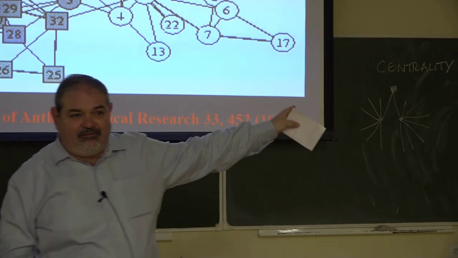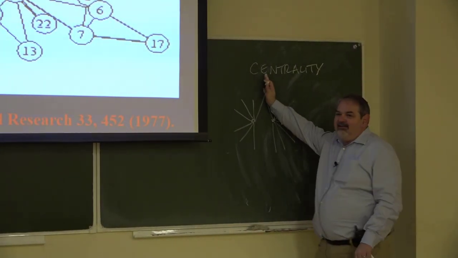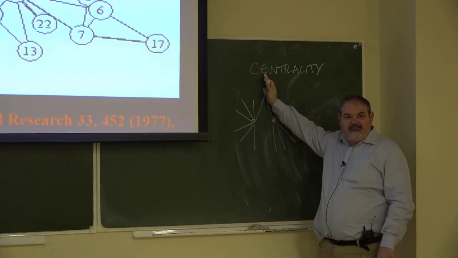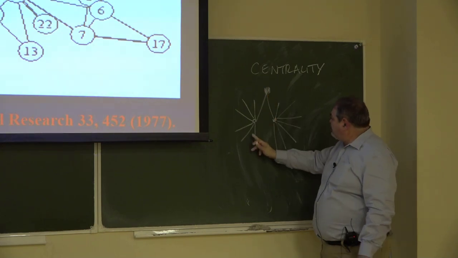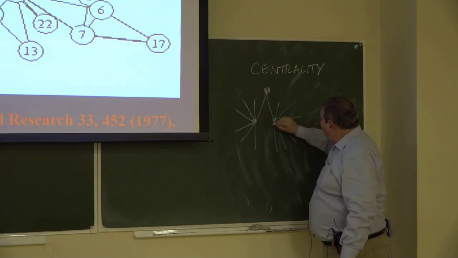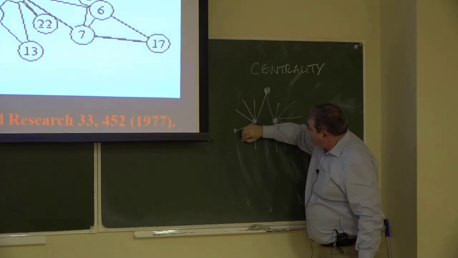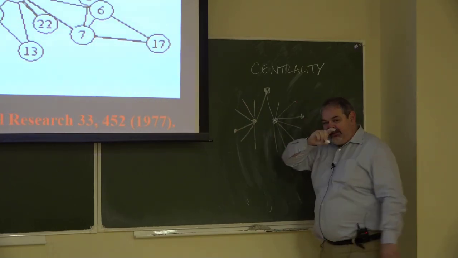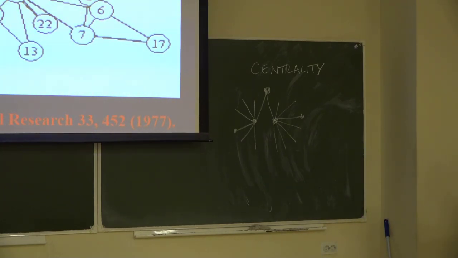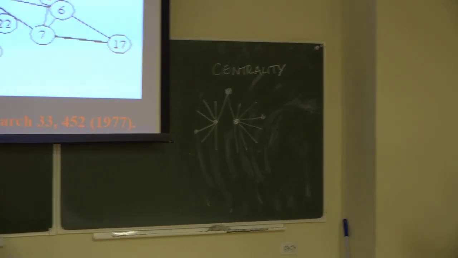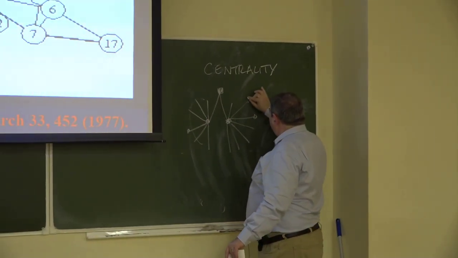But in fact, if I kill this node, I destroy the connectedness of the network. So this node is extremely important because it's the only way to form a path from any node in these leaves to any other node in these leaves. If I eliminate this very small node, there is no path from 1 million nodes here to another 1 million nodes here.